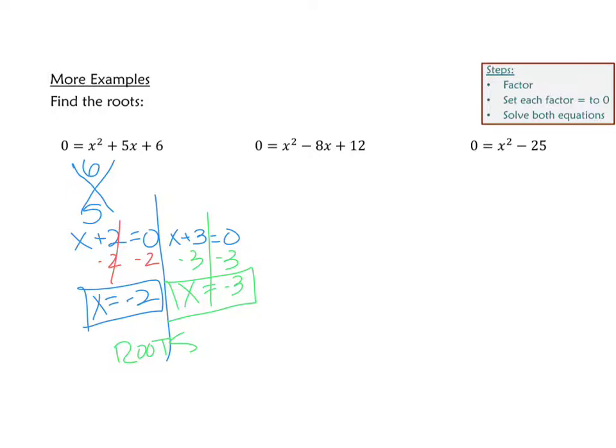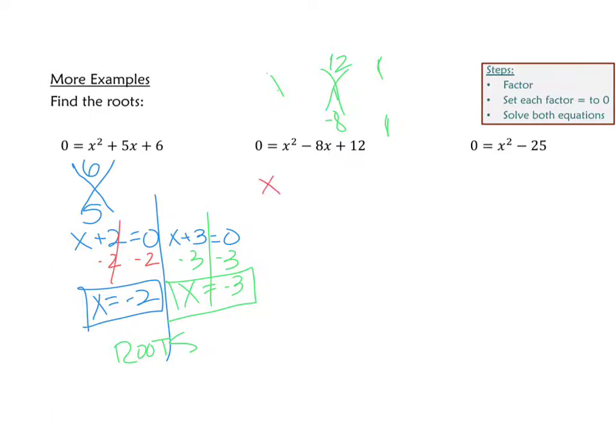What we've got over here is 1 times 12 is 12, and negative 8 is our answer over here. Now, the only way we can come up with a positive product and a negative sum is if both of them are negative. So how about negative 2 times negative 6? That equals positive 12, and it adds up to negative 8.